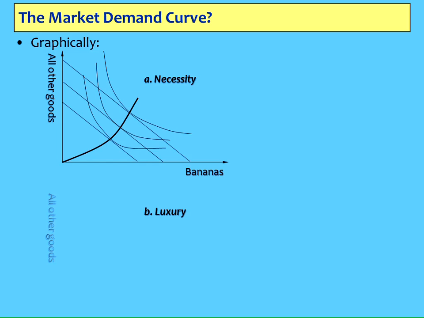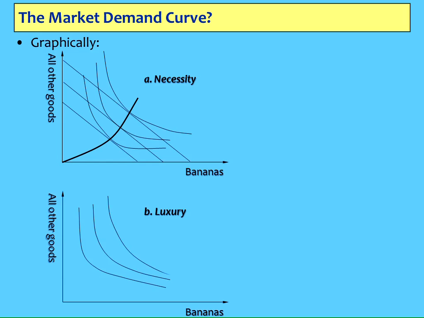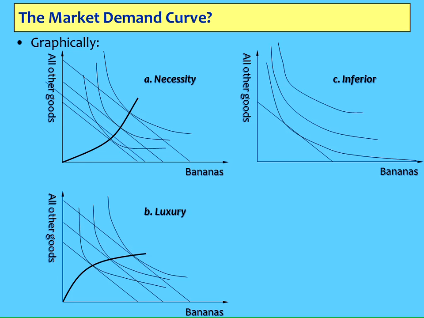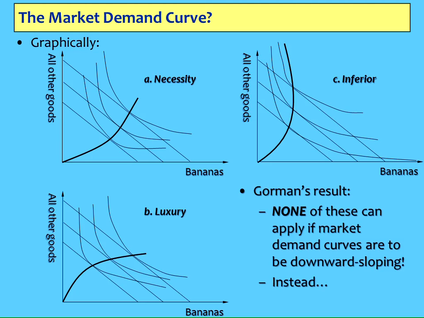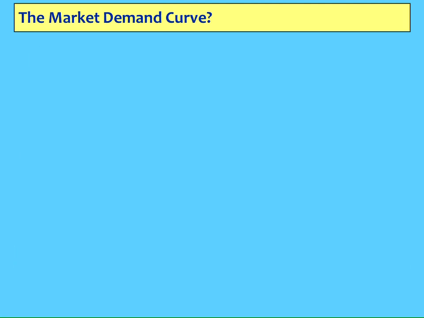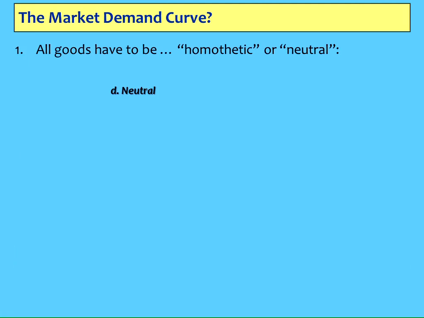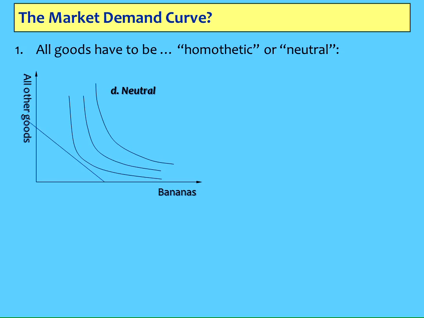A luxury: there's your indifference curves, you increase your income, and your consumption rises compared to other commodities. Inferior good: it actually bends backwards. There's your changing income, and your consumption pattern bends backwards that way. Now there are no commodities that look like this. The one that Gorman actually said does apply is this. They've got to be homothetic or neutral. Neutral means here's your indifference curves, there's your change of income, that's your consumption pattern.